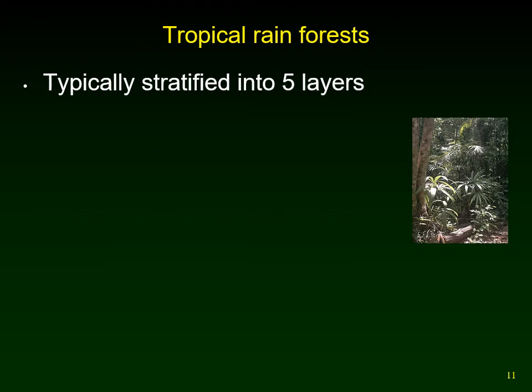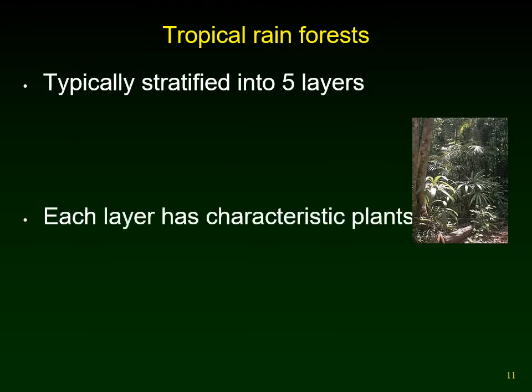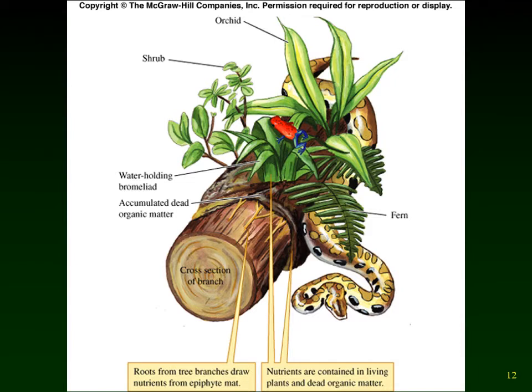Typically, you'll see it described as being stratified into different layers based on the heights of the plants, and you might see this listed as 5 different layers. It depends on the type of the forest, but each layer has its characteristic plants. They could reach a height of 80 meters tall.